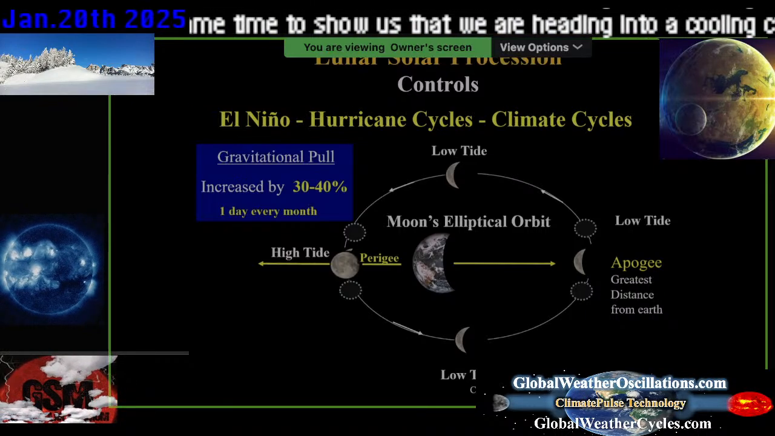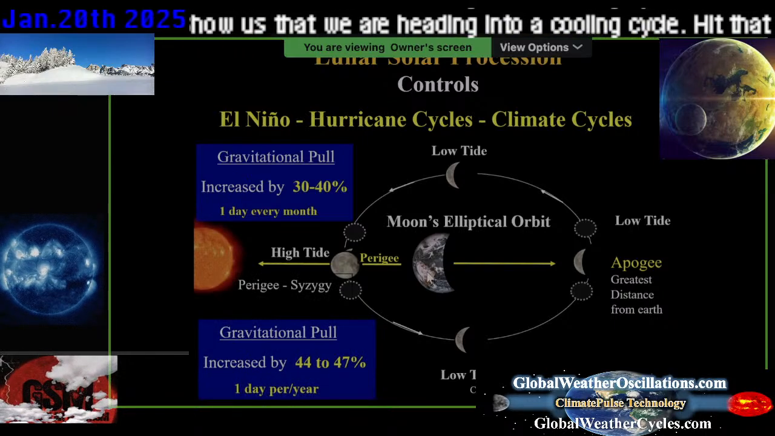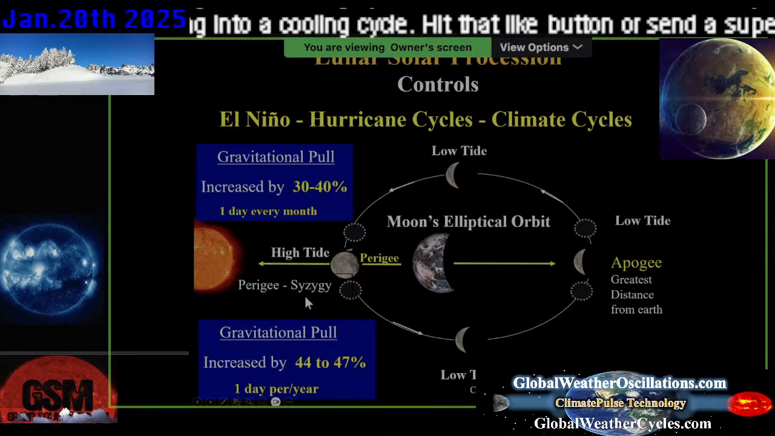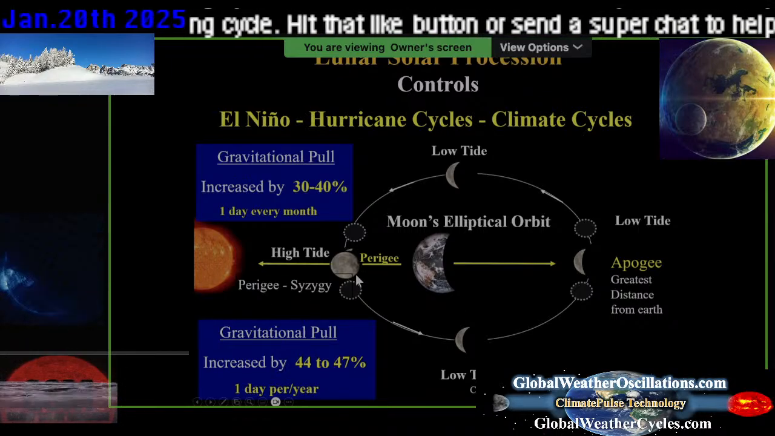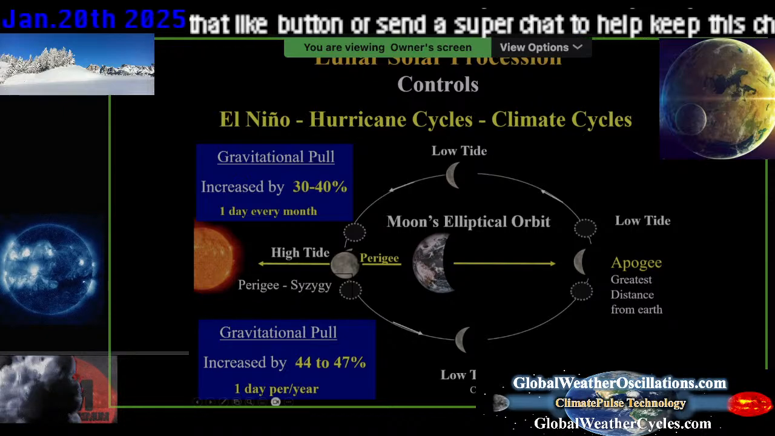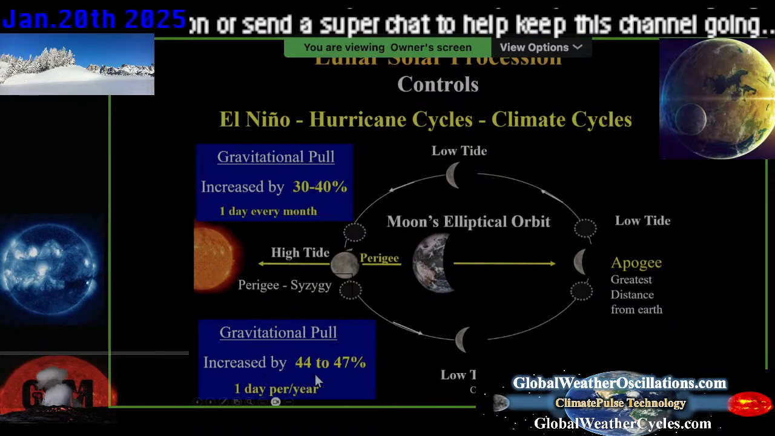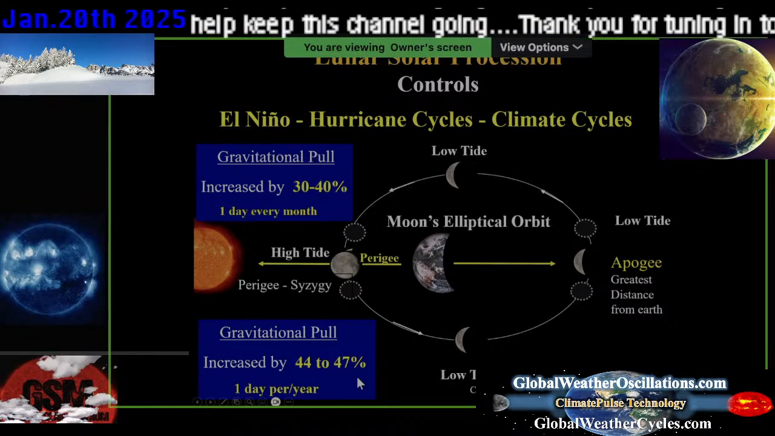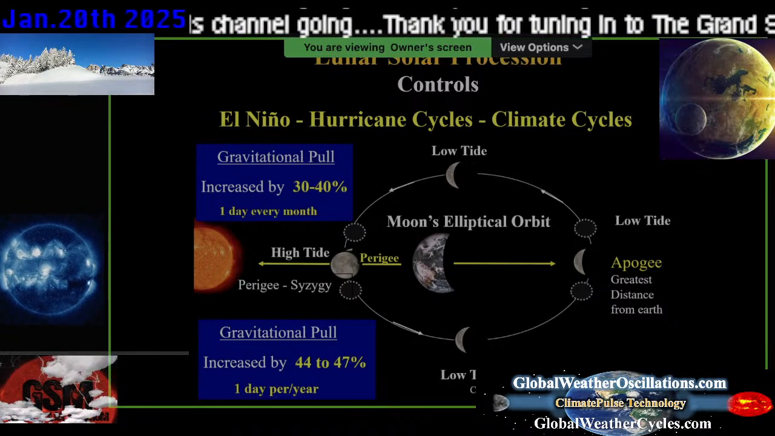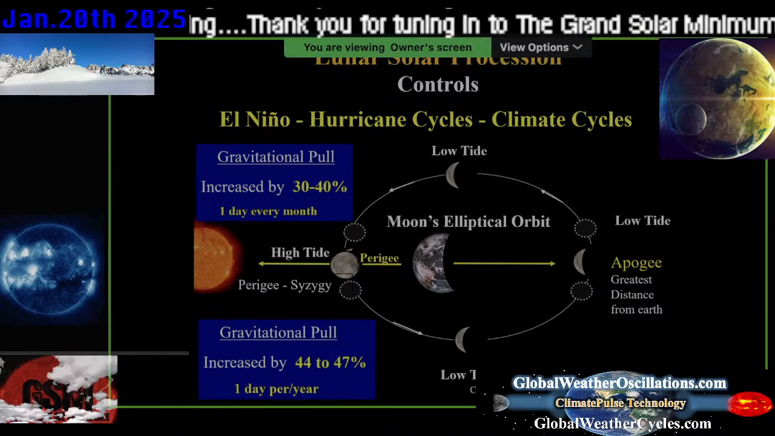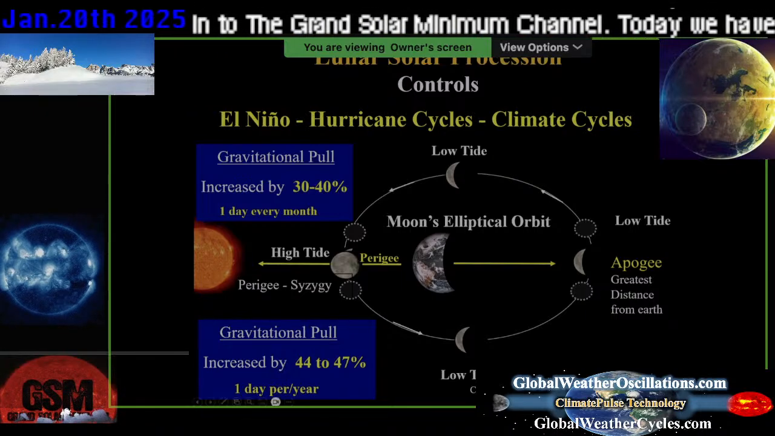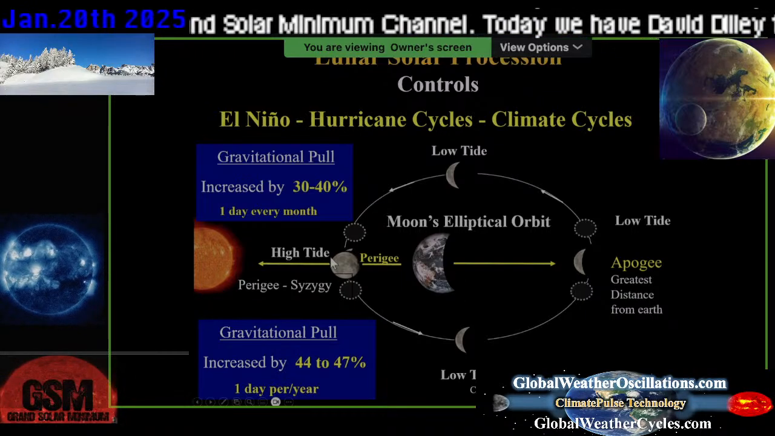That's big. Now, when it's in alignment with the sun, this is called a perigee syzygy. That even provides more gravitational pull, increased up to 44 to 47%. That is huge. And this is why you have coastal flooding sometimes along the coastal areas without a storm. That's when this cycle occurs.